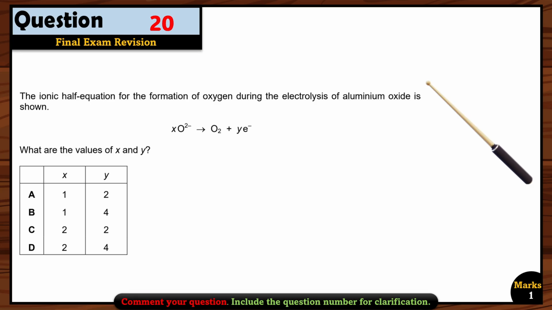Let's see this question. The ionic half equation for the formation of oxygen during the electrolysis of aluminum oxide is shown. What are the values of X and Y?